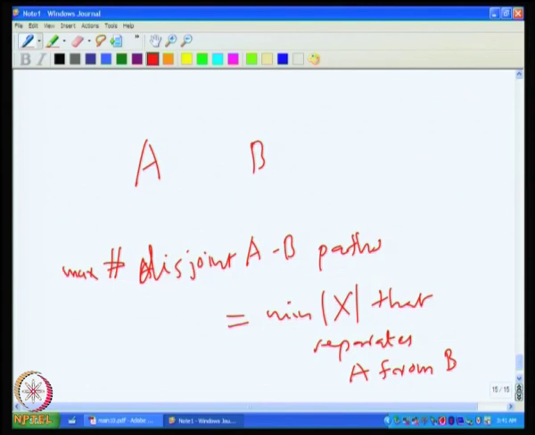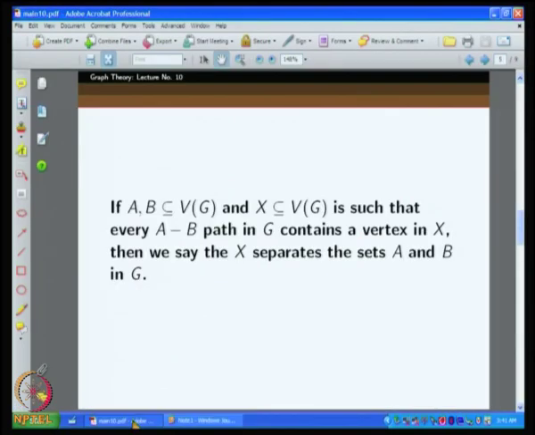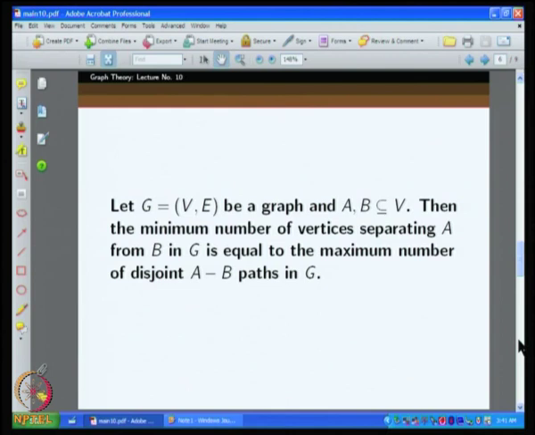So the minimum cardinality of X that separates A from B. More formally, let G be a graph and A, B subsets of V(G). Then the minimum number of vertices separating A from B in G is equal to the maximum number of disjoint AB paths in G. This is what we want to prove.